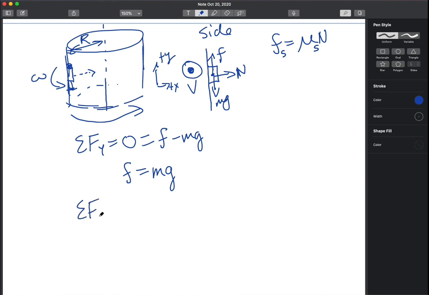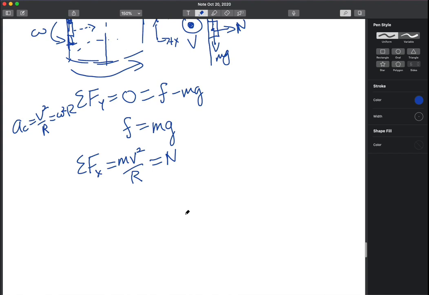Like maybe we don't know what mu is. So let's write down the sum of the forces in the x direction. Well, it's not zero. It's not just ma, it's mv squared over r. And as a reminder, the centripetal acceleration can be v squared over r, or it could be omega squared r. Either one works. So mv squared over r is the sum of the forces. Well, what's causing that? That is the normal force.